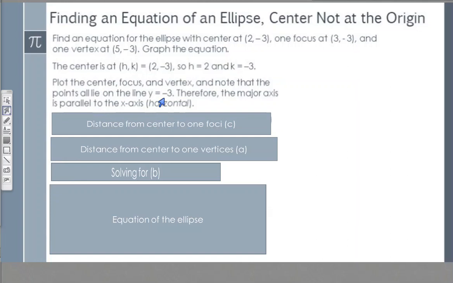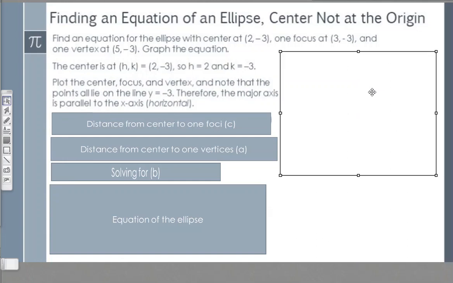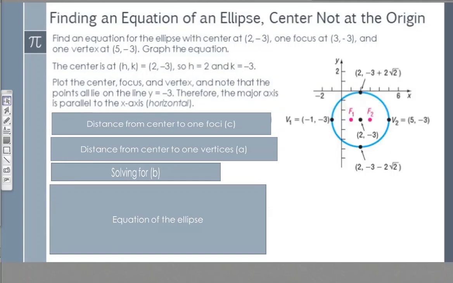This is just the step that you would take in plotting it. You would plot that center point, and then you're going to plot the focus because we're given the focus. One's at 3, negative 3, and we're given one of the vertices at 5, negative 3. So they went ahead and plotted that. There's your 5, negative 3, and your 3, negative 3 are right here.